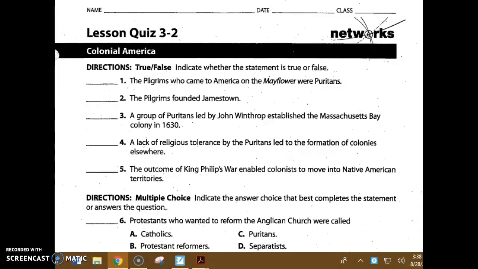Number 1. The pilgrims who came to America on the Mayflower were Puritans. Number 2. The Pilgrims founded Jamestown. Number 3. A group of Puritans led by John Winthrop established the Massachusetts Bay Colony in 1630.